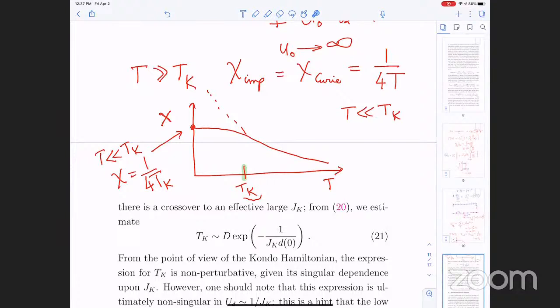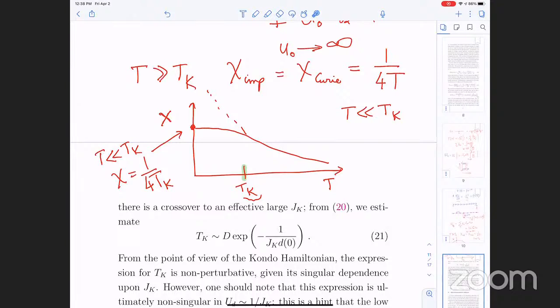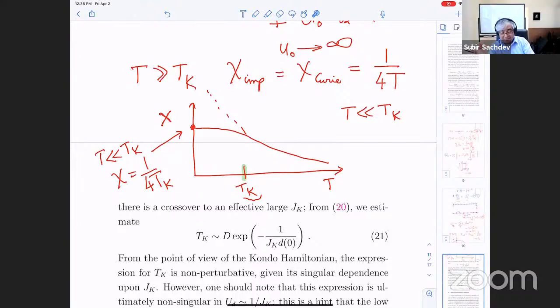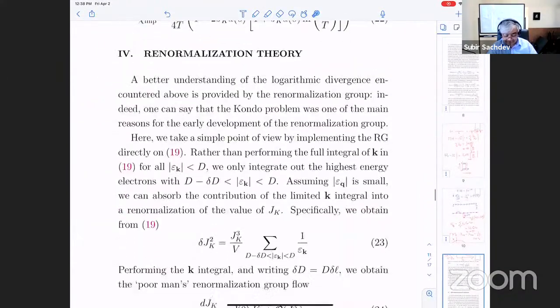But at zero temperature, there's still an energy scale related to the coupling JK. Yes, there is. But you could take the T matrix, for example, at zero temperature, and you'll find the TK scale. I will actually get expressions for such things precisely in the next chapter, or this next section.